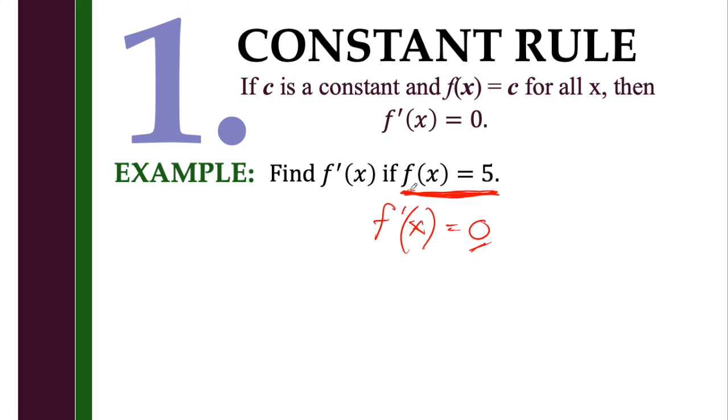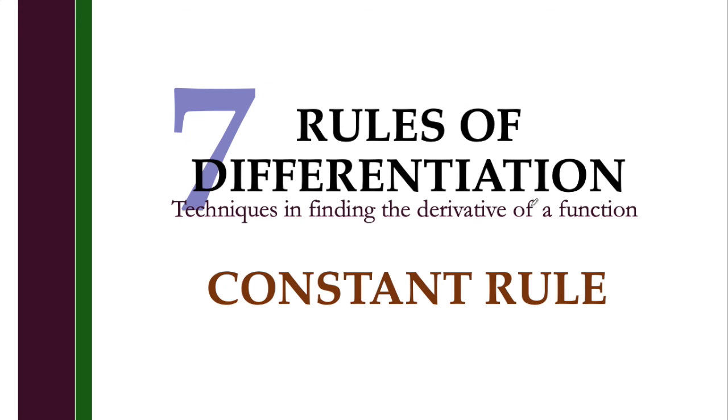This simply tells us that this function, which is represented by a horizontal line, has a slope of 0, since the derivative is simply the slope of the line, or the slope of the tangent of the line. Another example is if you have f of x as negative 3. Since negative 3 is again a constant, then the derivative of that is also 0. So that's about the constant rule.